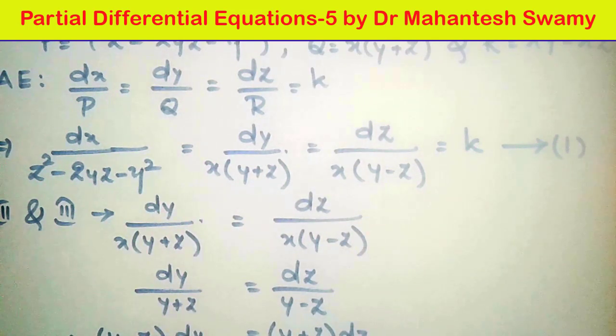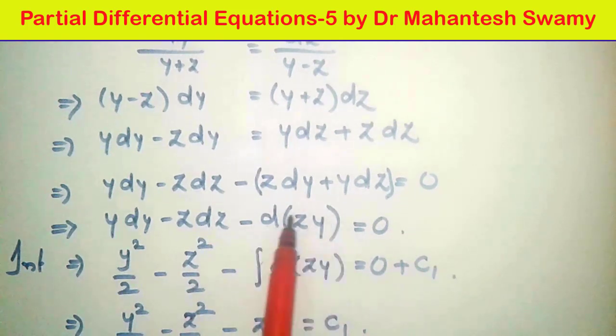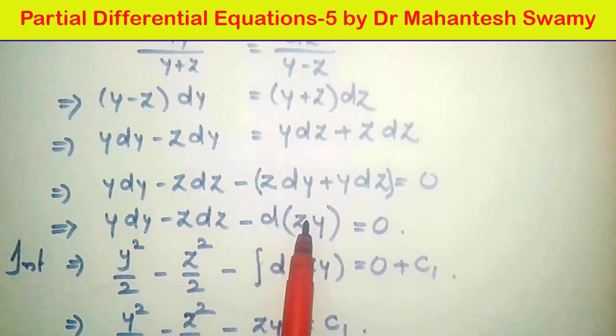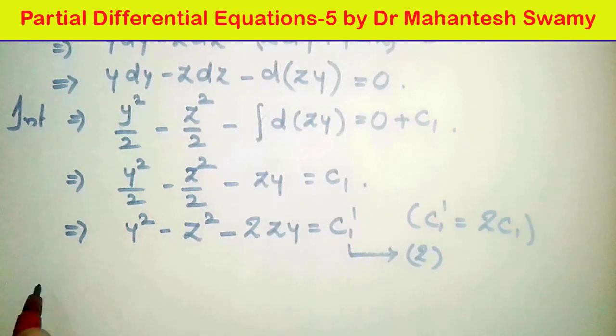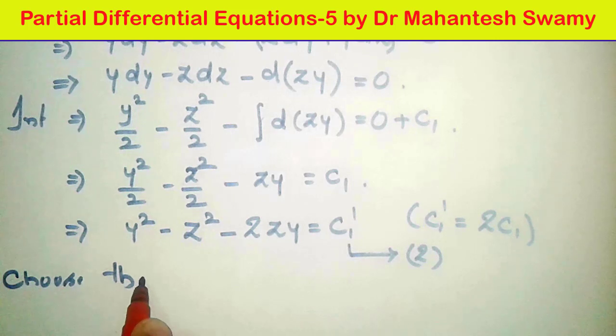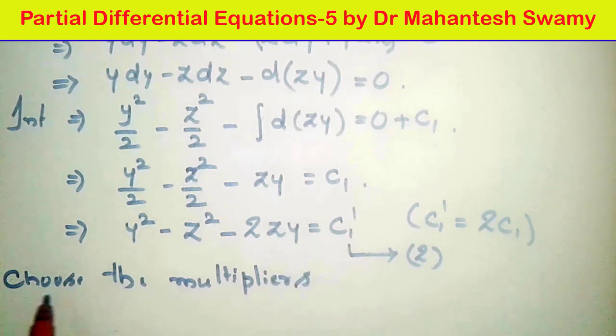Now in this case we have made use of this important adjustment, and we have not used the multipliers. So now in the next case we will be using the multipliers so as to get the next solution. So what are the multipliers? So let us choose the multipliers. I request you to look at equation number 1 and try to choose the multipliers.